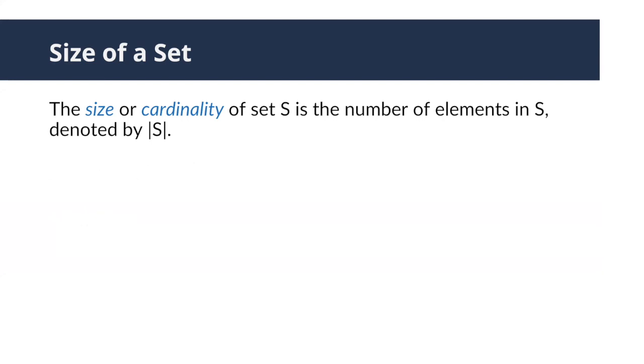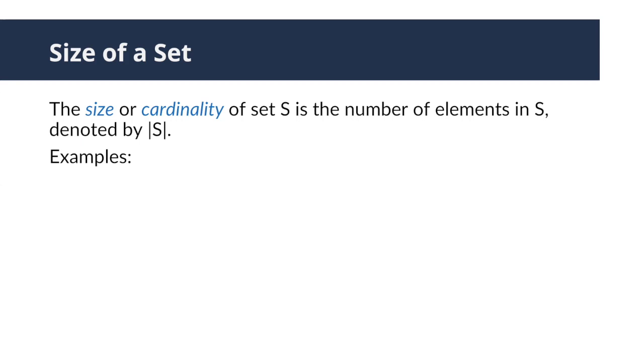Before we talk about the set operations, I will first introduce three concepts that are related to the set operations. The first one is the size of a set. Here is the definition. The size, or sometimes called cardinality, of set S is defined as the number of elements in set S. And here is its notation. It's like the absolute value operation in algebra.